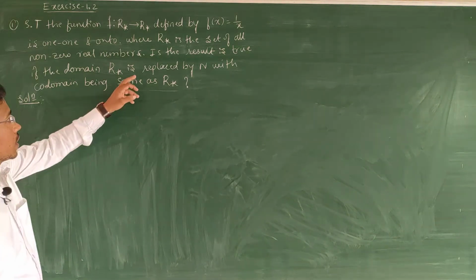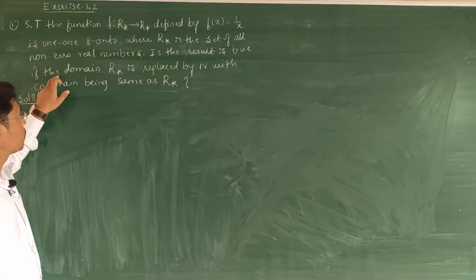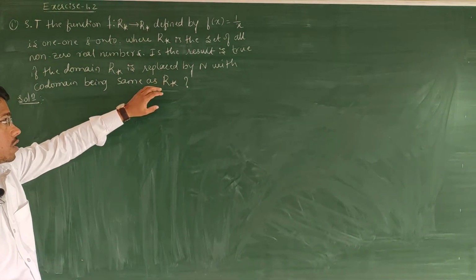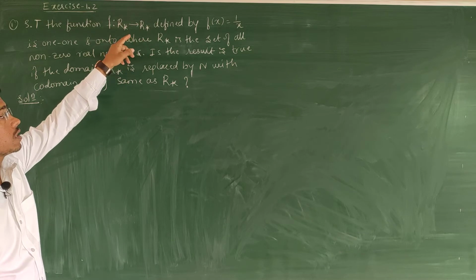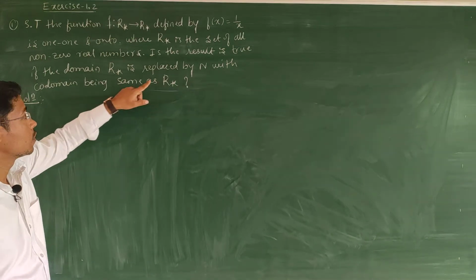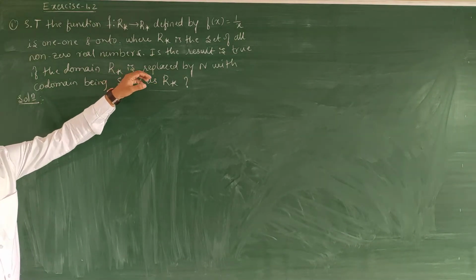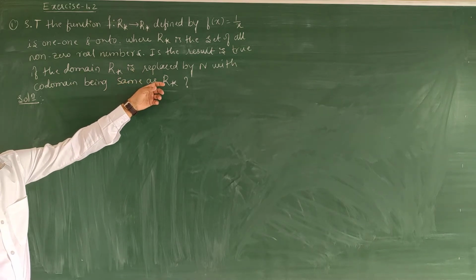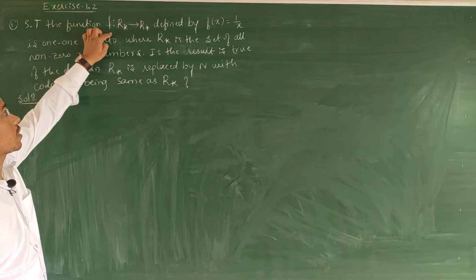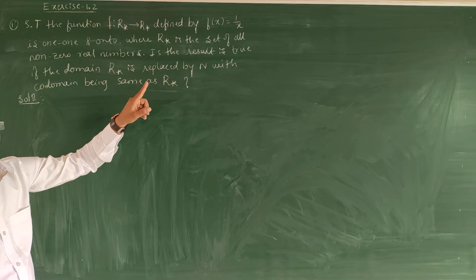So next question: is the result true if the domain R star is replaced by N? They ask whether the same function is true if the domain is replaced by N, with the codomain being the same as R. So only the domain is replaced by N in the next-level question. First, solve this: f from R star to R star, f of x equal to 1 by x, as one-one and onto.